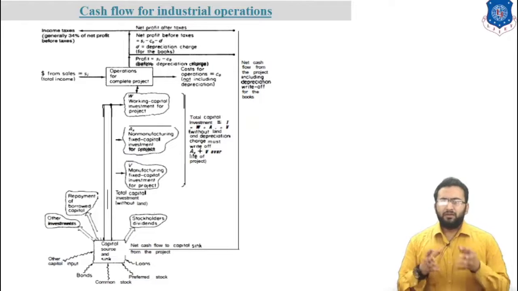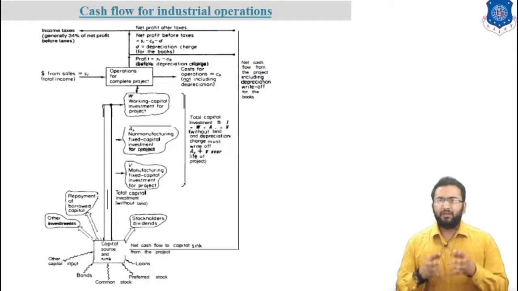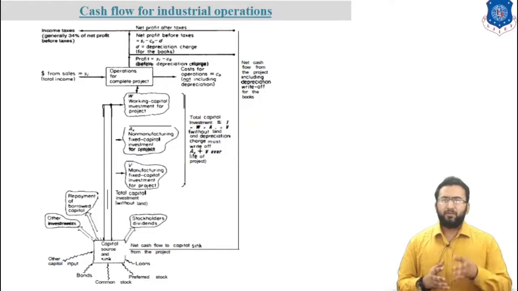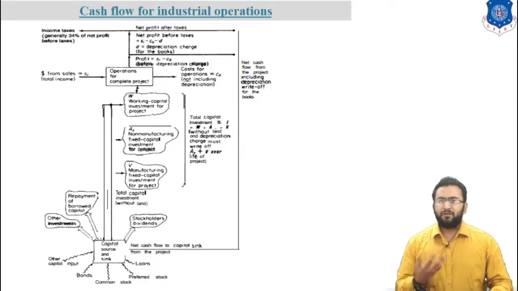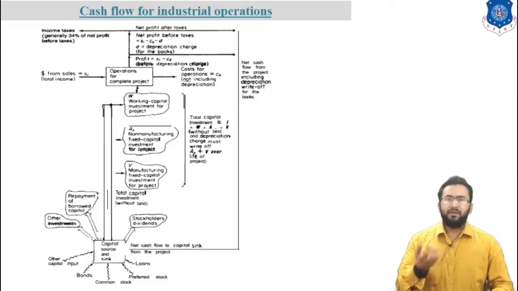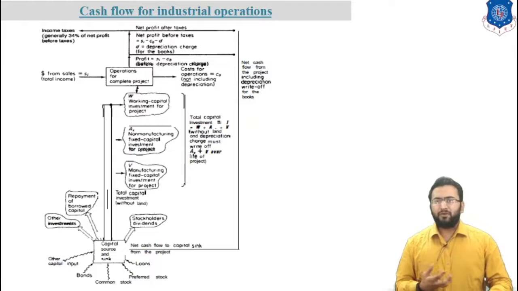The resulting net profit, S minus C minus D, is taxable, and the income tax charge is shown as a cash flow stream deducted at the top of the diagram. The remainder, or net profit after tax, is now clear profit which can be returned to the capital sink along with the depreciation charge, to be used for new investment, dividends or repayment of present investment, as indicated by the various terms emanating from the capital source shown in this figure. So this is all about the cash flow diagram.